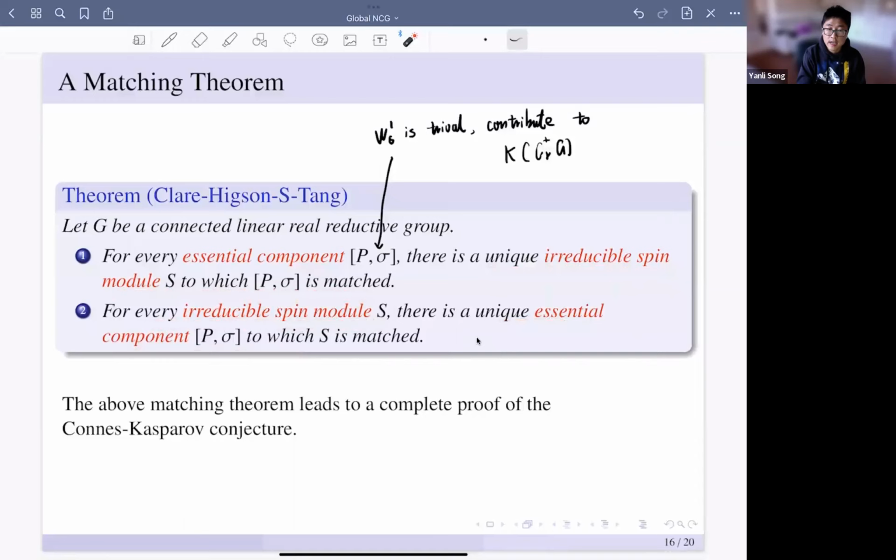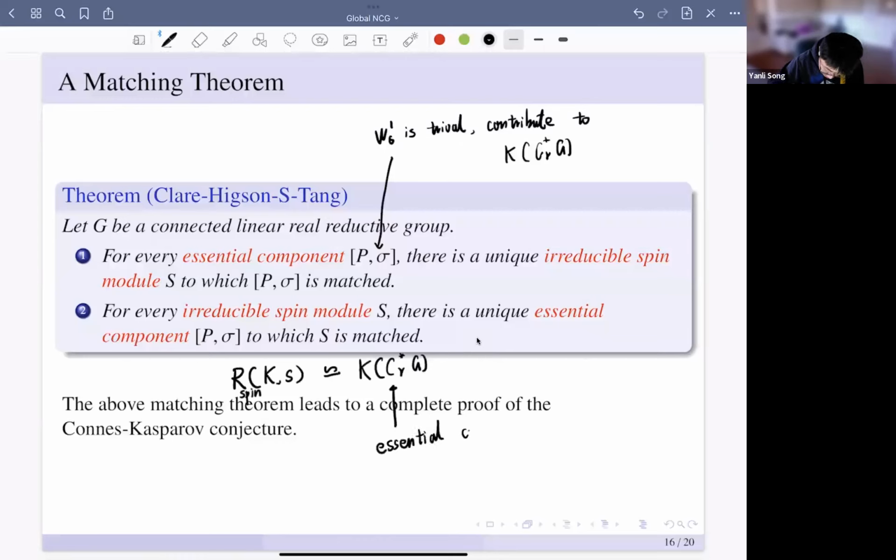On the other hand, as I said, essential components correspond to the generators of the K-theory of the reduced group C*-algebra of G. So what this matching theorem will show is that S of K spin, this is the Grothendieck group of spin modules, is isomorphic to the K-theory of the group C*-algebra of G, because on this side the generator is given by essential components. So the generator on the K-theory side is given by essential P sigma. On this side, it's just all the spin modules. So this matching theorem tells you these two groups are the same.